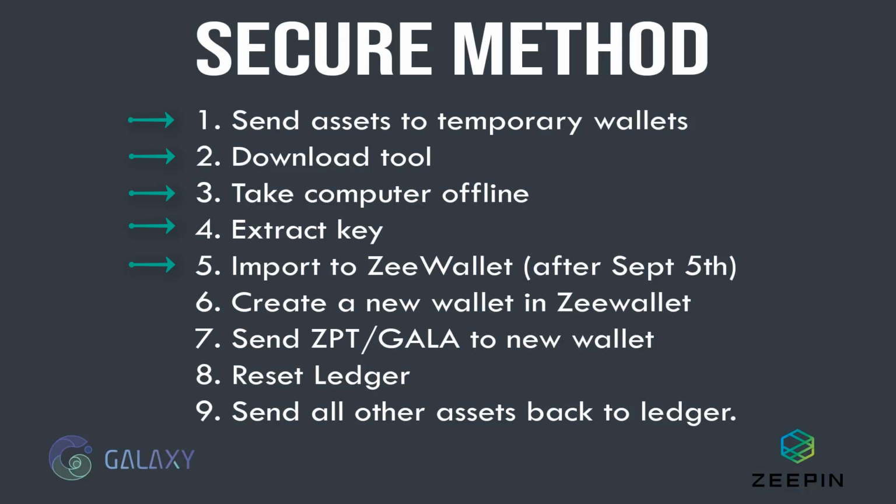Now, the other difference is that because we are going to reset our ledger, we need to create a new wallet inside the Z wallet. So once we've imported our Gala and ZBT, we need to create a new wallet which has a new private key, and then send the ZBT and Gala to the new wallet within the Z wallet. I know that sounds a bit complex, but basically we are creating a new wallet inside Z wallet that has a new private key, because if we just import the Gala and ZBT into Z wallet, it's going to have the same private key as our old ledger, and we don't want that because that could be exposed. So once that's sent, then we can reset our ledger.